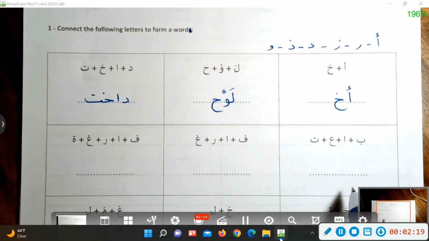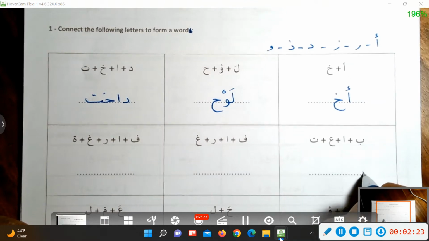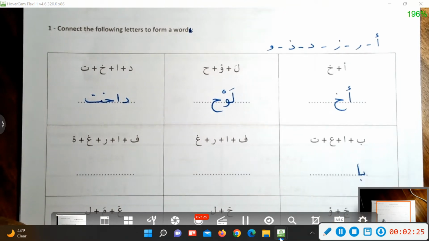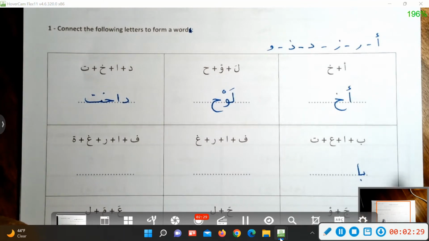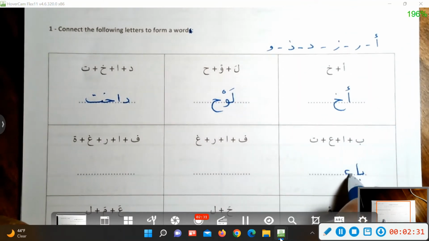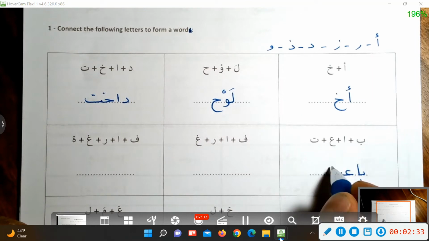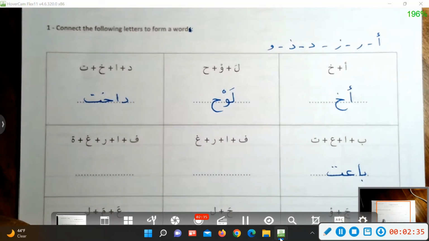Ba'at. Ba connects to the Alif. Then Ain, only the head, and connected to the Ta. Ba'at.